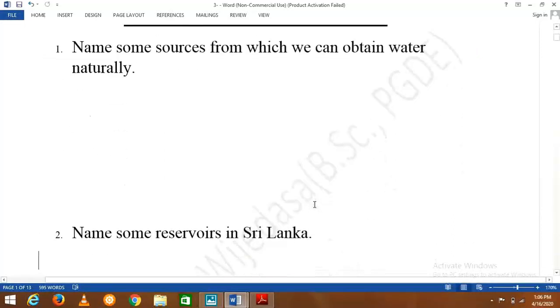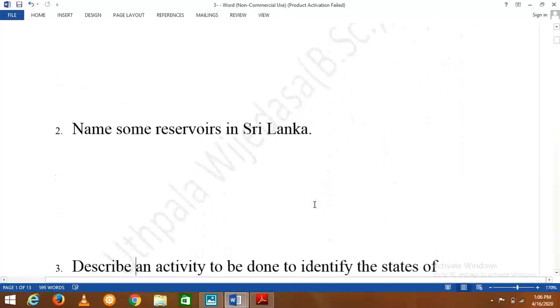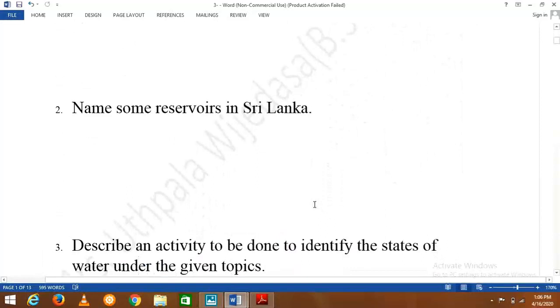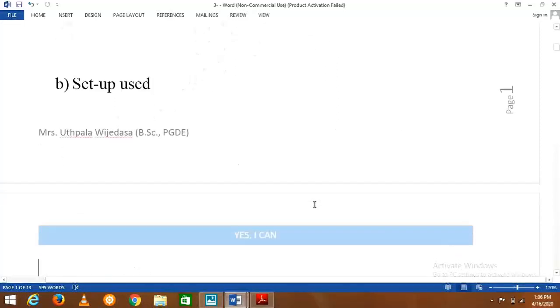Then you are asked to name some reservoirs in Sri Lanka. You know there are so many reservoirs. I will name some like Maduroya, Kotmale, Victoria, Rantenigala, Rantambe, Moragahakanda, and Lunugam Vehera. You can find so many other reservoirs in Sri Lanka.